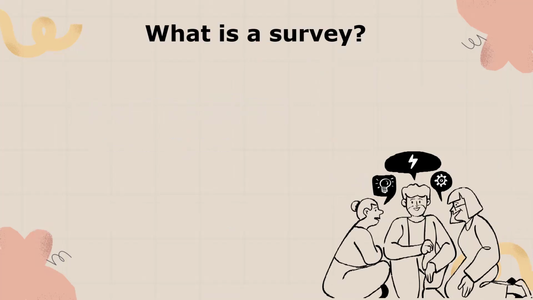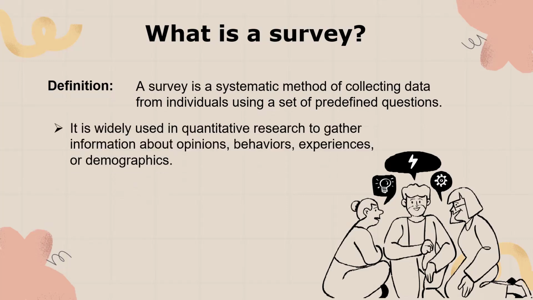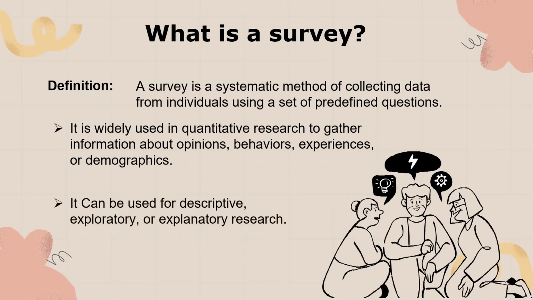So, what exactly is a survey? Well, a survey is a systematic method of collecting data from individuals using a set of predefined questions. It is one of the most popular tools used in quantitative research, especially when we need to collect data on opinions, behavior, experiences, or demographics. Surveys can be used in different types of studies, such as descriptive, exploratory, or explanatory, depending on your research goal.